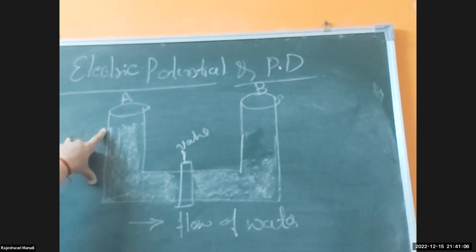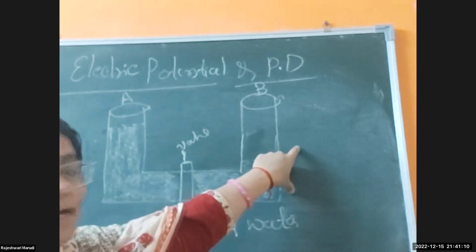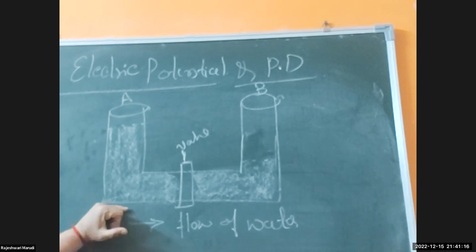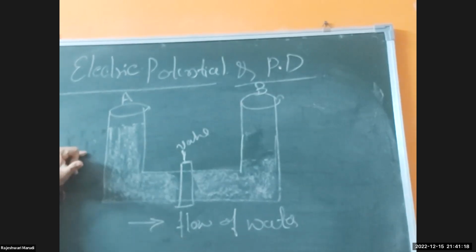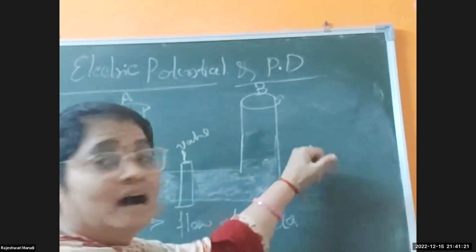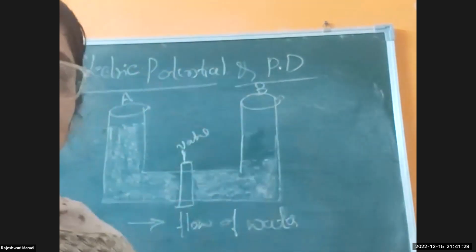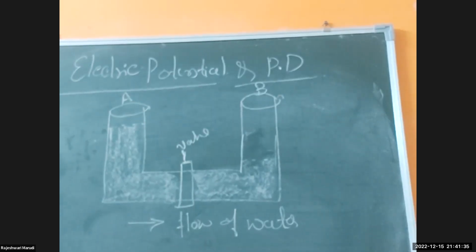As the water level is higher in arm A when compared to arm B, where will more pressure be exerted on the bottom of the vessel? Is it in arm A or is it in arm B? Anybody? Can you tell me? A. Yes, very good.